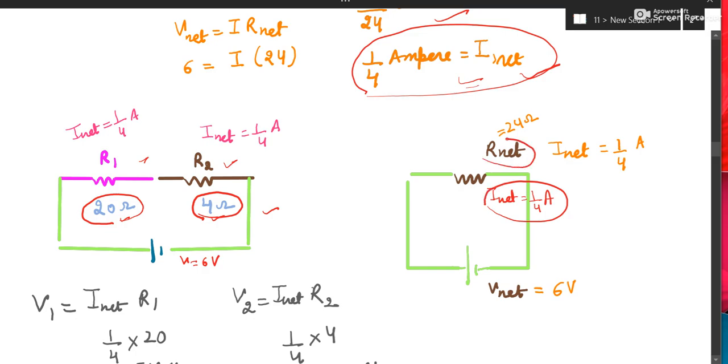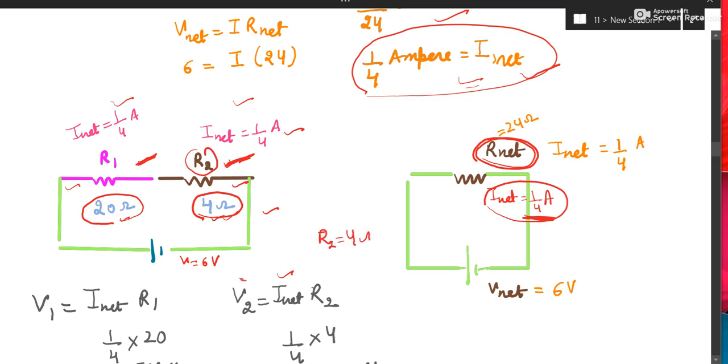R net is the answer of these two. So these two are in series because they are connected by the same path, so current would be the same. Which current? This current will be written over this and over this. So see, I have written here I net. And how much is R2? 4 ohm. So you can write it. You can see I net and R2 is 4 ohm.